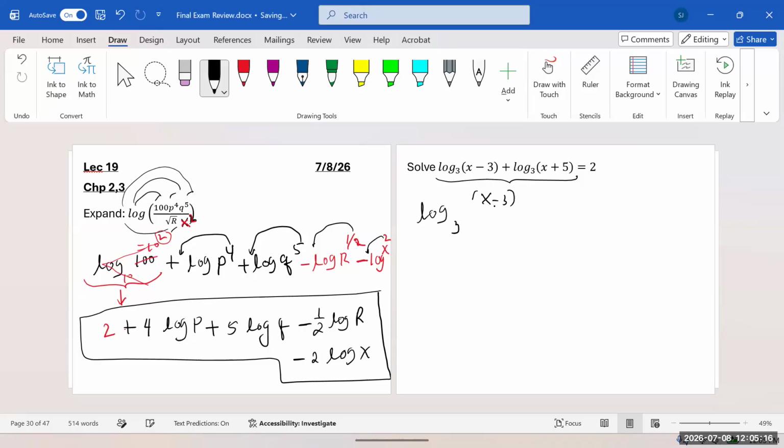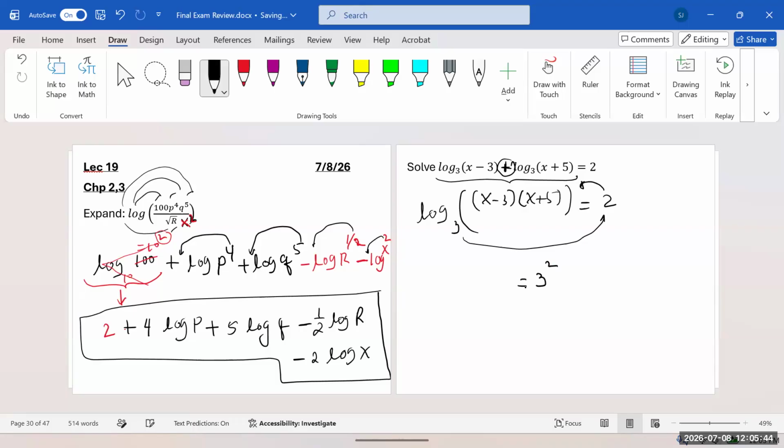Are you going to add, subtract, multiply, or divide? Multiply. So if you have a plus sign, you multiply. If you have a minus sign, you're going to divide. So this is the single log. Converting multiple logs into one log is called a single log. We are converting everything to a single log so that we can rewrite this as an exponential function.